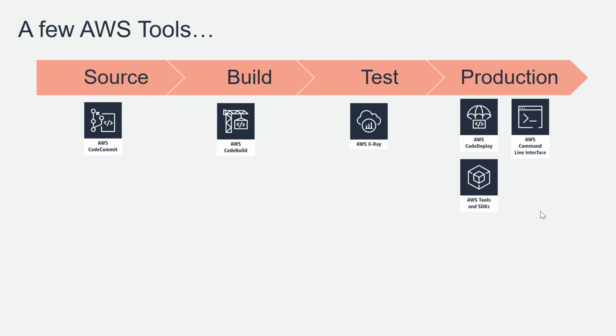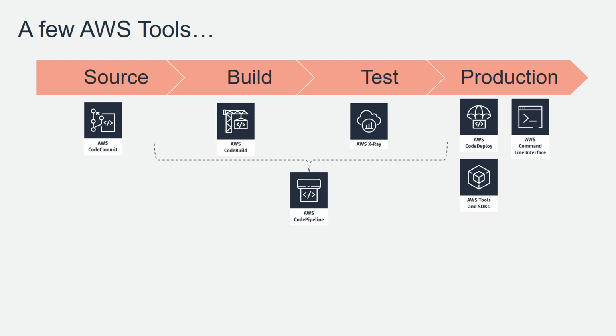AWS also has a few tools. This is not an exhaustive list. For example, for a source control system, if you are planning to use a Git kind of repository, you can use AWS CodeCommit. If you plan to do microservices testing, you can use AWS X-Ray. If you want to have a build system, you can use AWS CodeBuild. And of course, you can easily deploy your solution to production using AWS CodeDeploy or using our APIs.